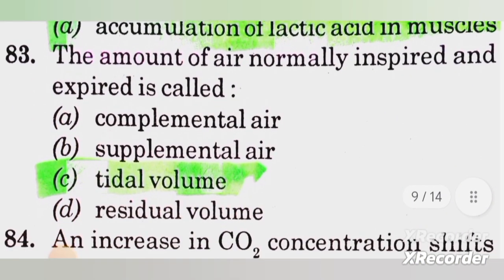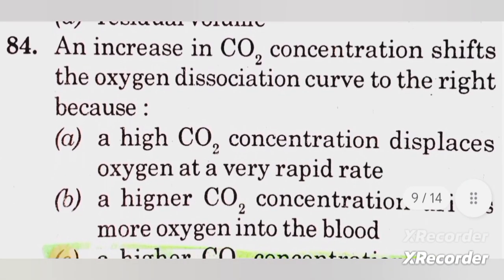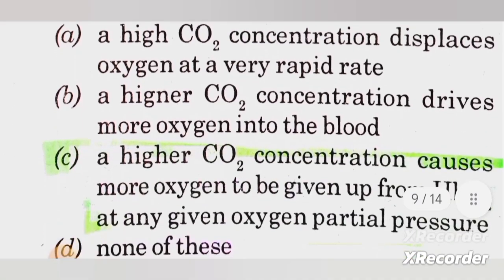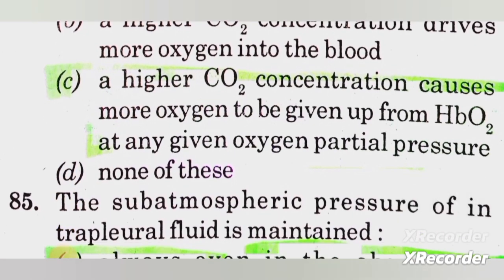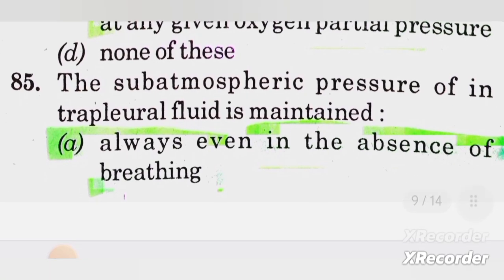Next, 83. The amount of air normally inspired and expired is called answer C, tidal volume. Next, 84. An increase in carbon dioxide concentration shifts the oxygen dissociation curve to the right because answer C, a higher carbon dioxide concentration causes more oxygen to be given up from HbO2 at any given oxygen partial pressure. Next, 85. The subatmospheric pressure of intrapleural fluid is maintained answer A, always, even in the absence of breathing.